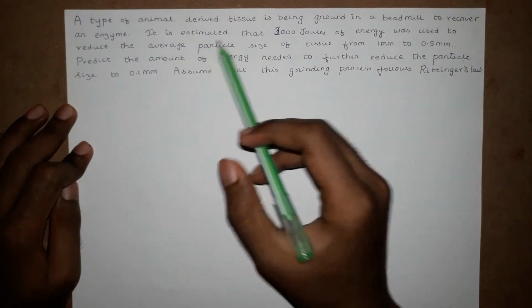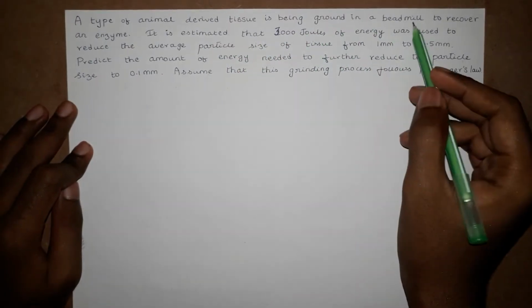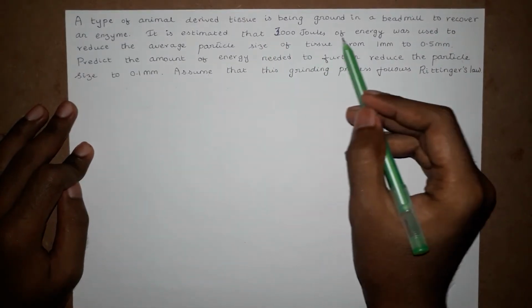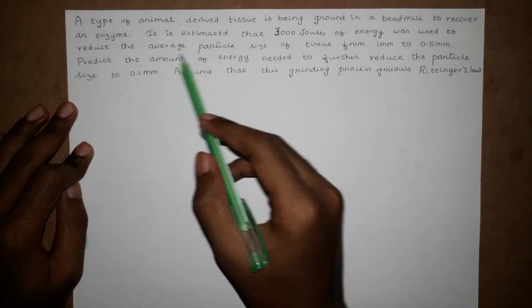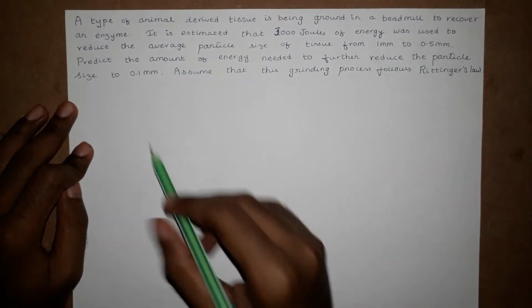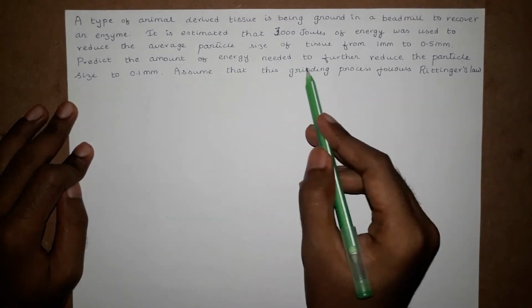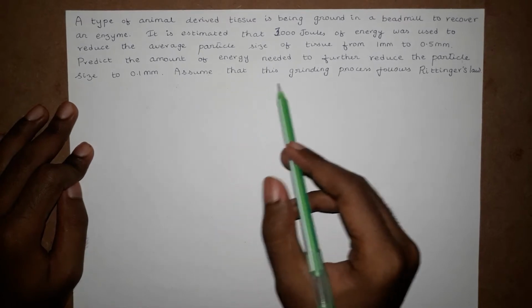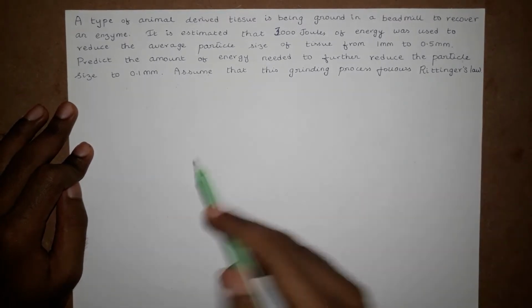A type of animal-derived tissue is being ground in a bead mill to recover an enzyme. It is estimated that 3000 joules of energy was used to reduce the average particle size of tissue from 1 mm to 0.5 mm. Predict the amount of energy needed to further reduce the particle size to 0.1 mm. Assume that this grinding process follows Rittinger's law.